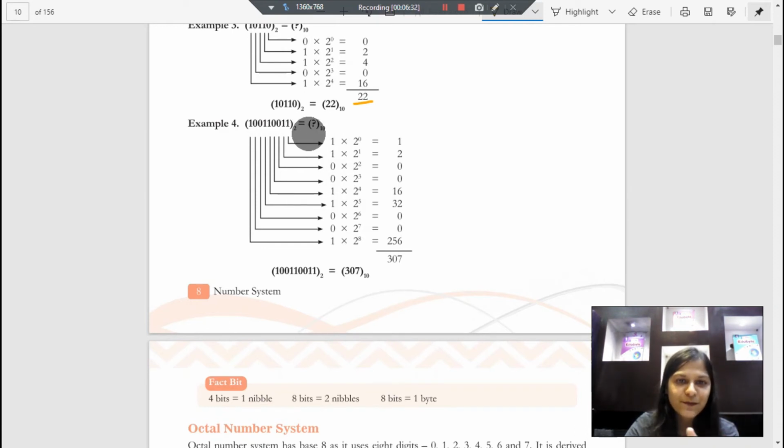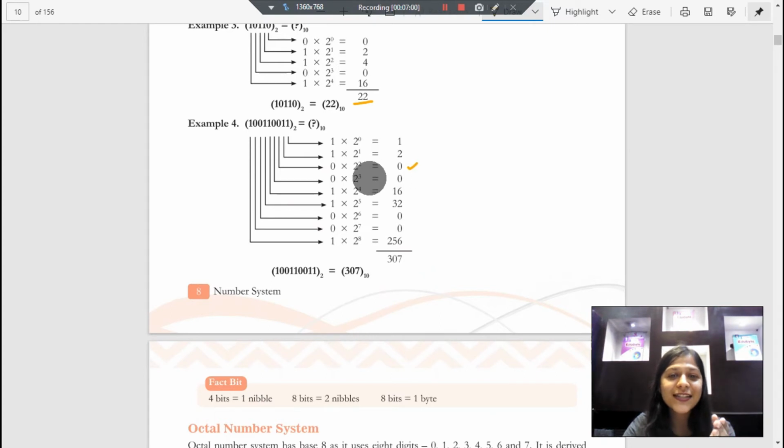So let's begin. So this time we have 1 0 0 1 1 0 0 1 1. It has 9 digits, right? We will begin with the least significant bit. So it works like that. So 1 into 2 to the power 0. 2 to the power 0 is 1. 1 multiplied by 1 is 1. Then we have 1 into 2 to the power 1. That is 2. 2 to the power 2 into 0 does not matter because 0 multiplied by anything is 0.